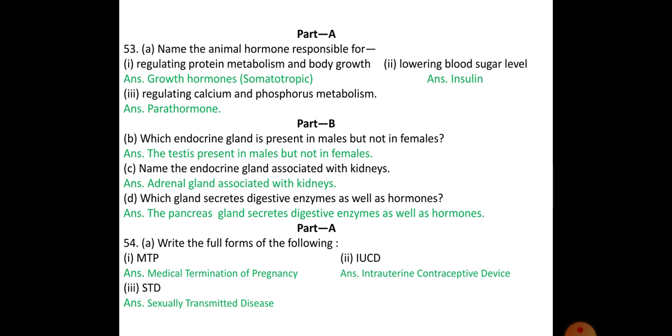Which gland secretes digestive enzymes as well as hormone? The pancreatic gland secretes digestive enzymes, that is the pancreatic juice, as well as hormone. Hormone means the insulin. The insulin is secreted from pancreas.